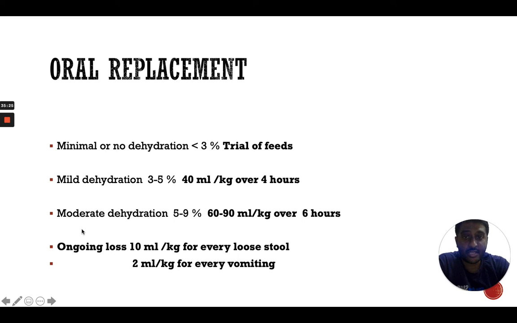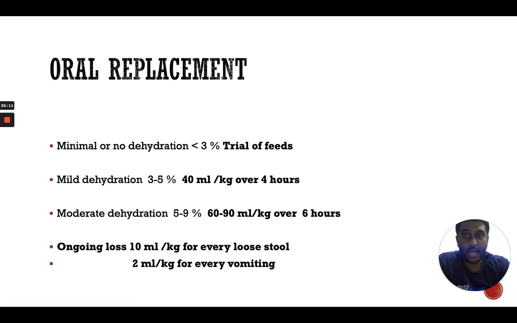If you think the patient is less than 3% dehydrated, you can just give them a trial of feeds. They don't need a replacement. You just need to make sure that they'll be able to adequately take some feeds when they go home, and that'll be enough for them. If you think they are 3 to 5% dehydrated, then they need 40 ml per kg of oral fluid over 4 hours. Moderate needs 60 to 90 ml per kg over 6 hours. And if they have ongoing losses from vomiting or diarrhea, then you need to add another 10 ml per kg for every loose stool and 2 ml per kg for every vomit.